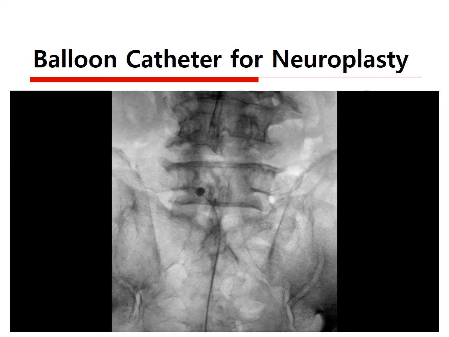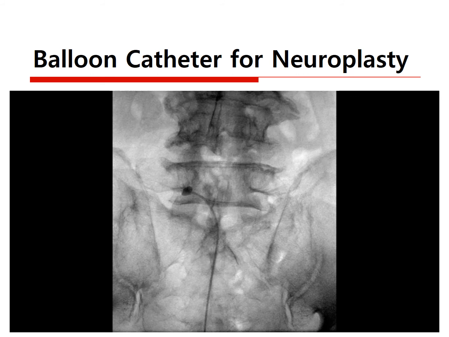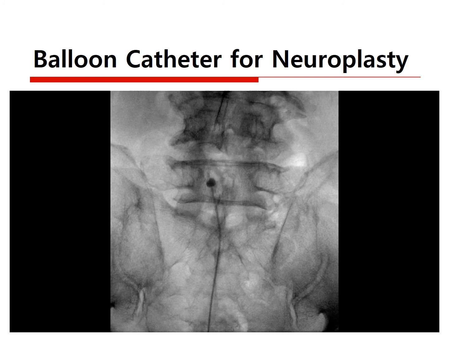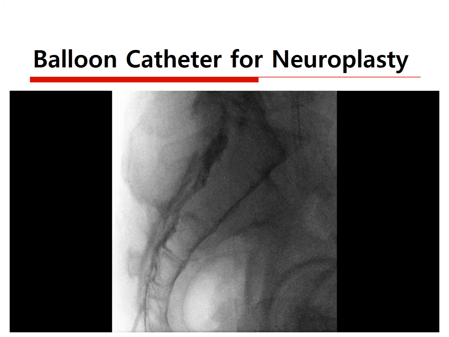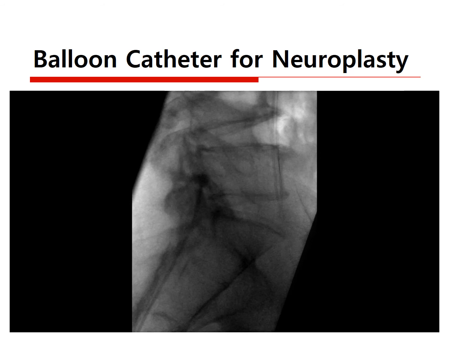This is a video showing neuroplasty using a balloon catheter. Advance the catheter to the target point through the sacral hiatus. When the catheter reaches the neuroforamen, inflate the balloon for several seconds to perform adhesiolysis. This catheter has a balloon which has the advantage of performing more powerful mechanical adhesiolysis.